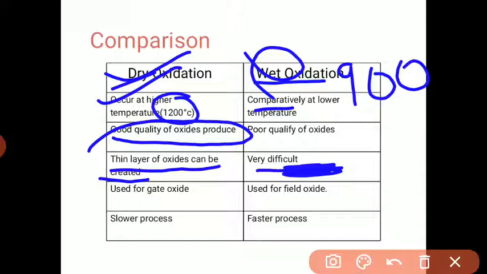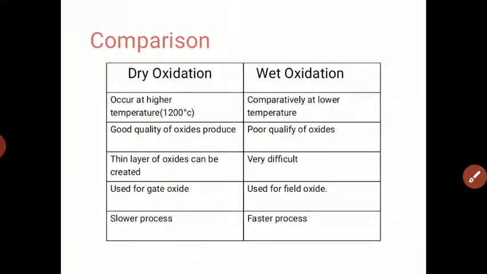This type of oxide is used for gate oxide because gate oxide needs to be very pure. There should not be any impurity in the gate oxide. We will discuss it further about the oxide impurities. So here the wet oxide is used for field oxide purpose because we can tolerate some amount of impurity in this type of field oxide layer. So the dry oxidation process is very slow, whereas the wet oxidation process is quite fast in nature. So this is all about dry oxidation and wet oxidation.